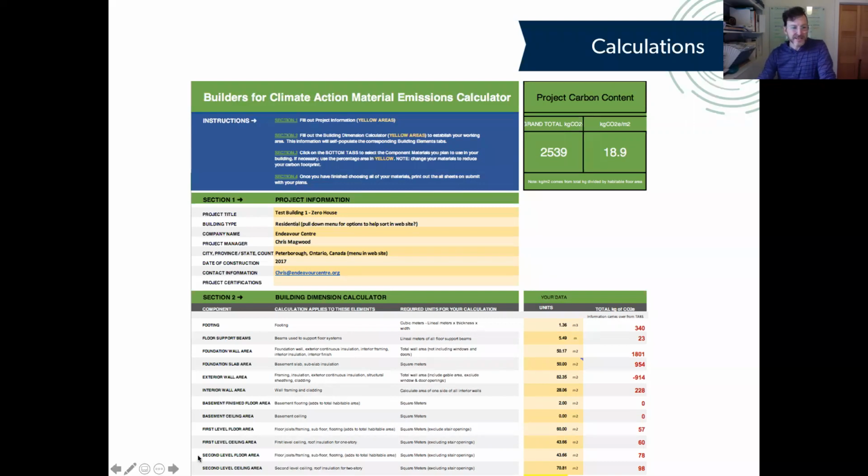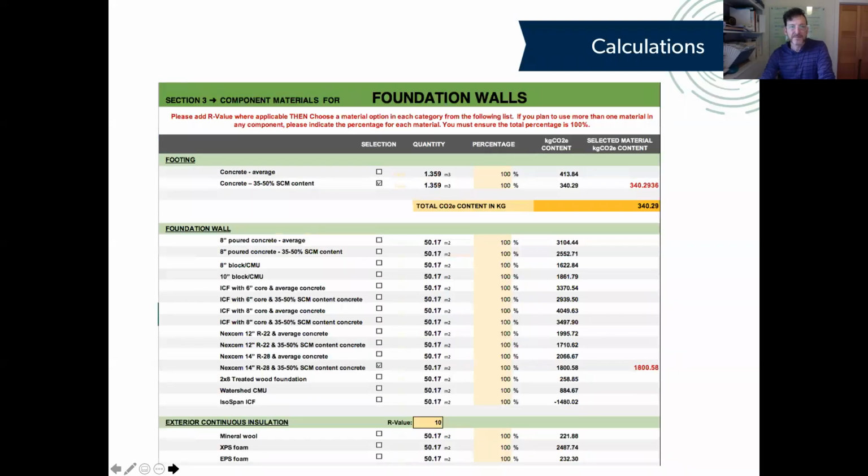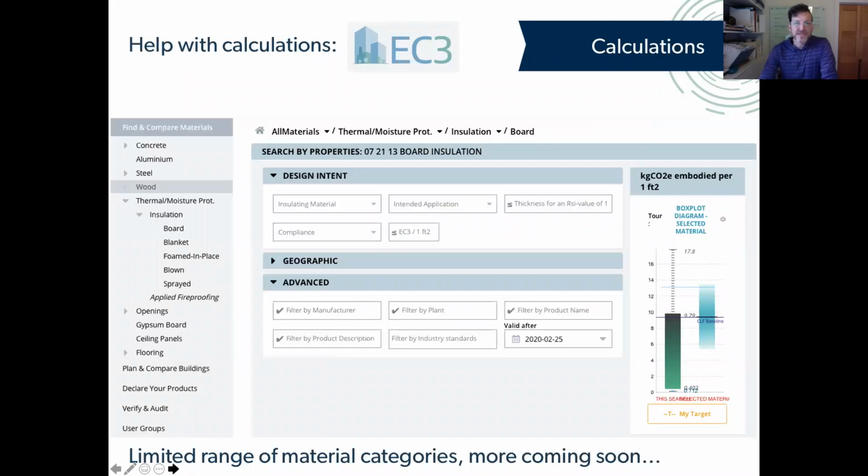So we're really excited to get that one online. It's really been designed for smaller builders, people who don't want to invest in major LCA software and get themselves trained in it. If you're just wanting to know your material emissions footprint, this is going to be a really great way to do that. There's also the EC3 tool, which is free and available online.